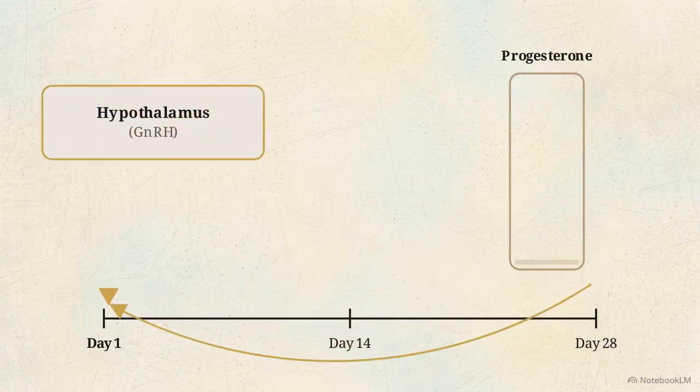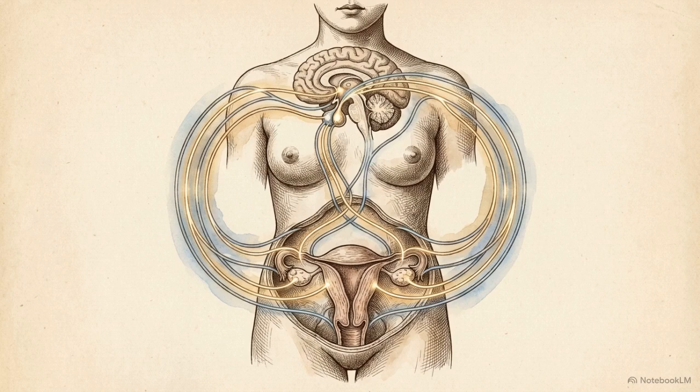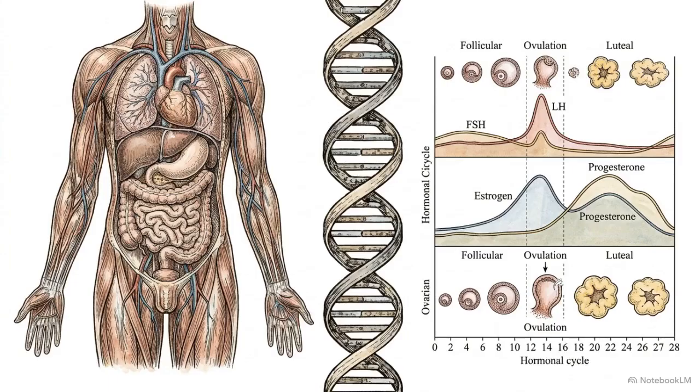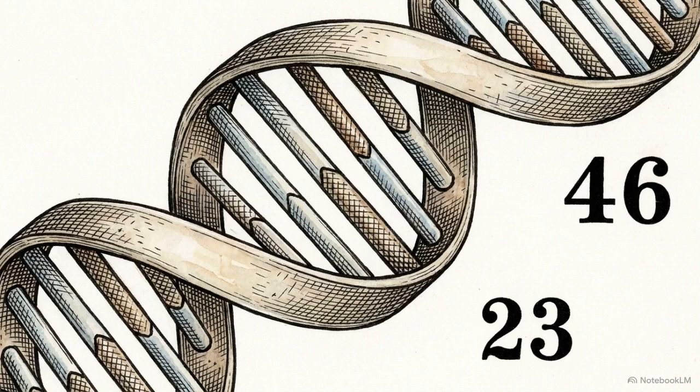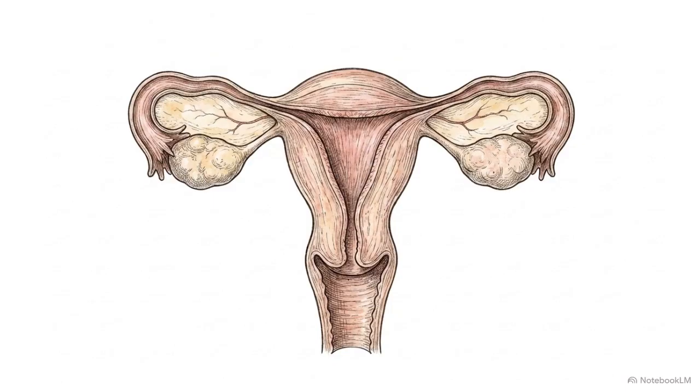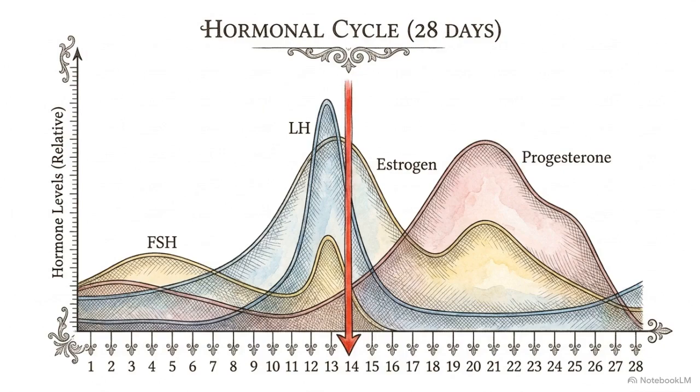Human reproduction operates as a highly specific mechanical sequence. It relies completely on these interlocking chemical thresholds and feedback loops to function. We can now see the entire architecture. Genetic accounting dictates the cellular ploidy. Specialized anatomy provides the physical hardware, and a 28-day hormonal cycle acts as the timing software.